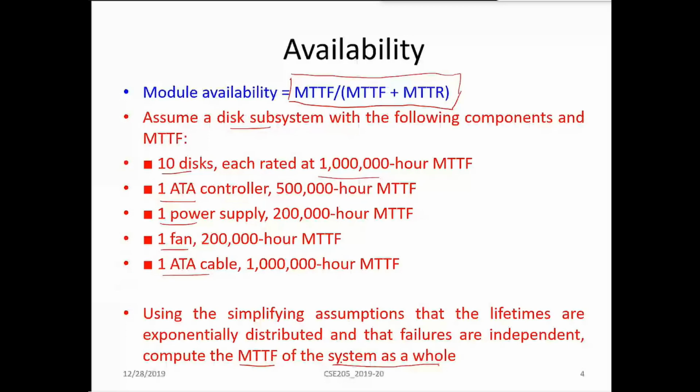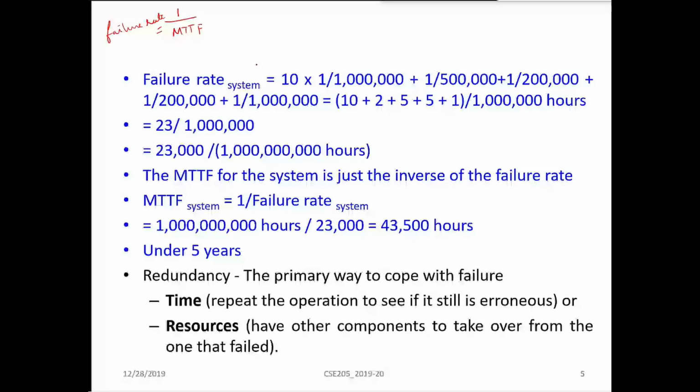So according to this formula, 10 disk, one ATA controller, one power supply, one fan, and one ATA cable. So they did this: 10 into 1 by this, 1 by this, 1 by this. This is what they have given as MTTF for the respective components. By that they calculated the failure rate. So this is the failure rate for a system.